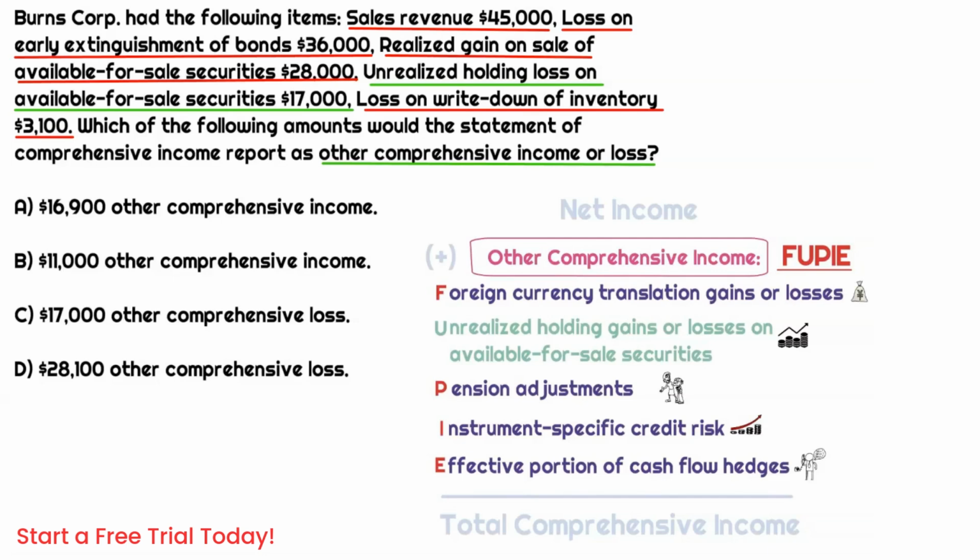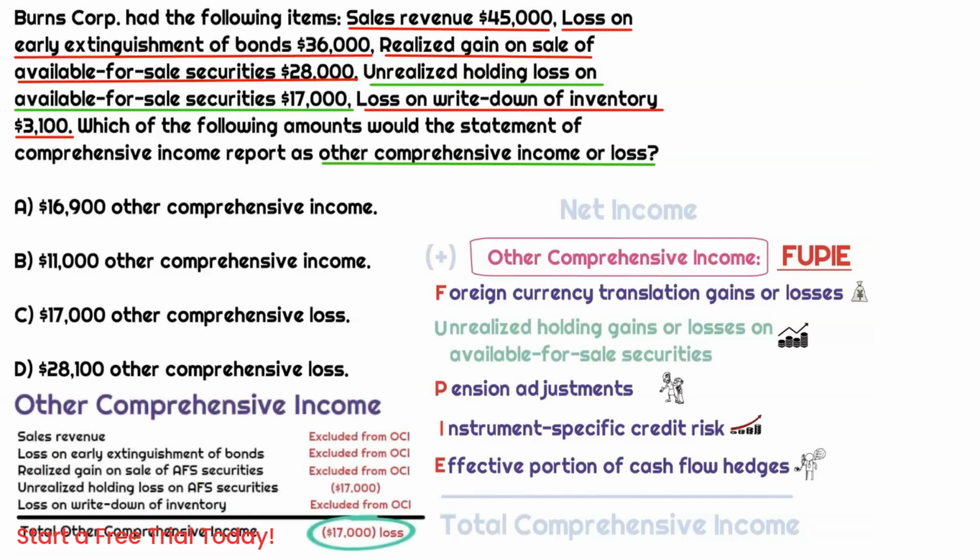Okay, so at the end of the day, that's why the total loss that is reported in other comprehensive income is going to be $17,000. All of this other junk would still be included in total comprehensive income, only it would be included in this net income calculation. We're asking for other comprehensive income. All right, we can't just memorize it. We need to also see it. We need to see where it's being impacted in this total calculation.